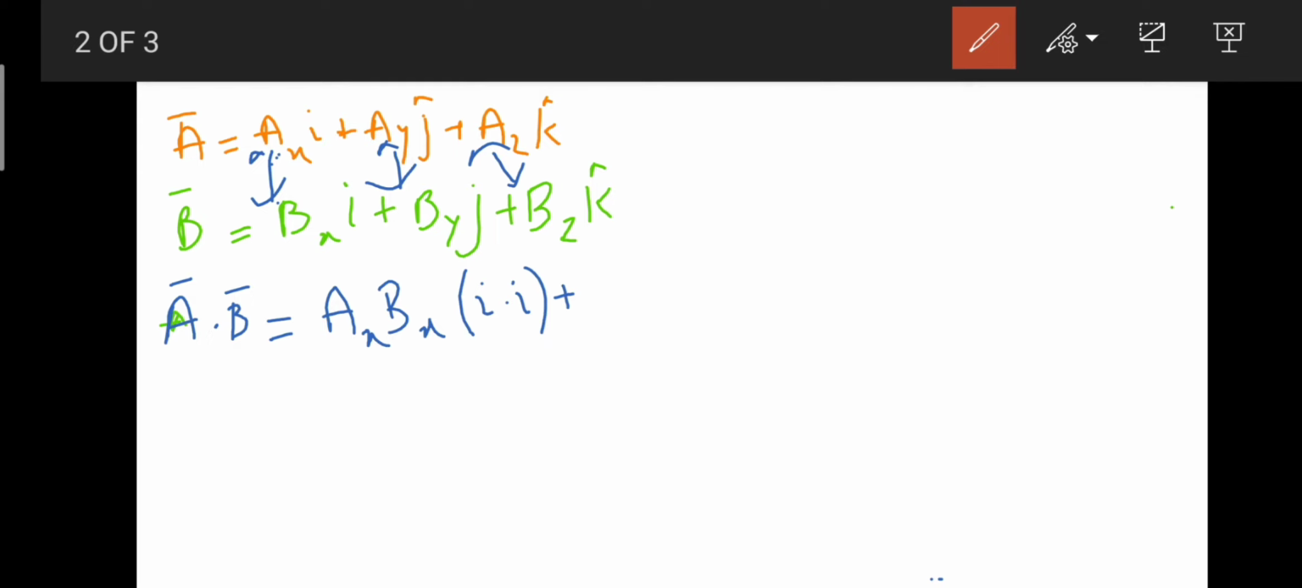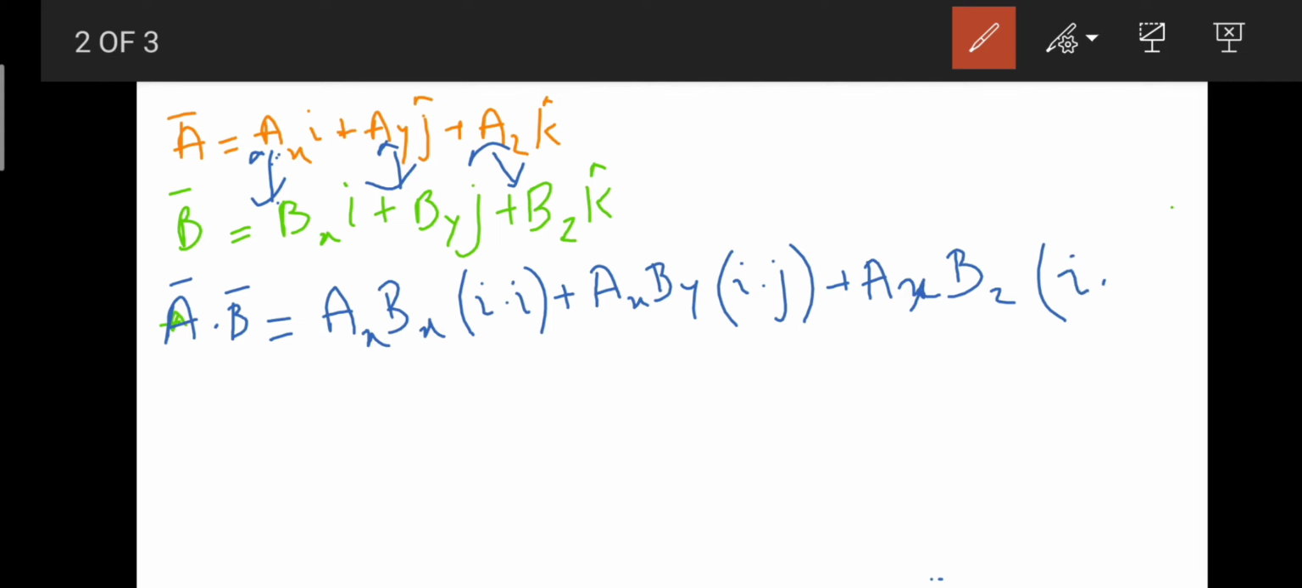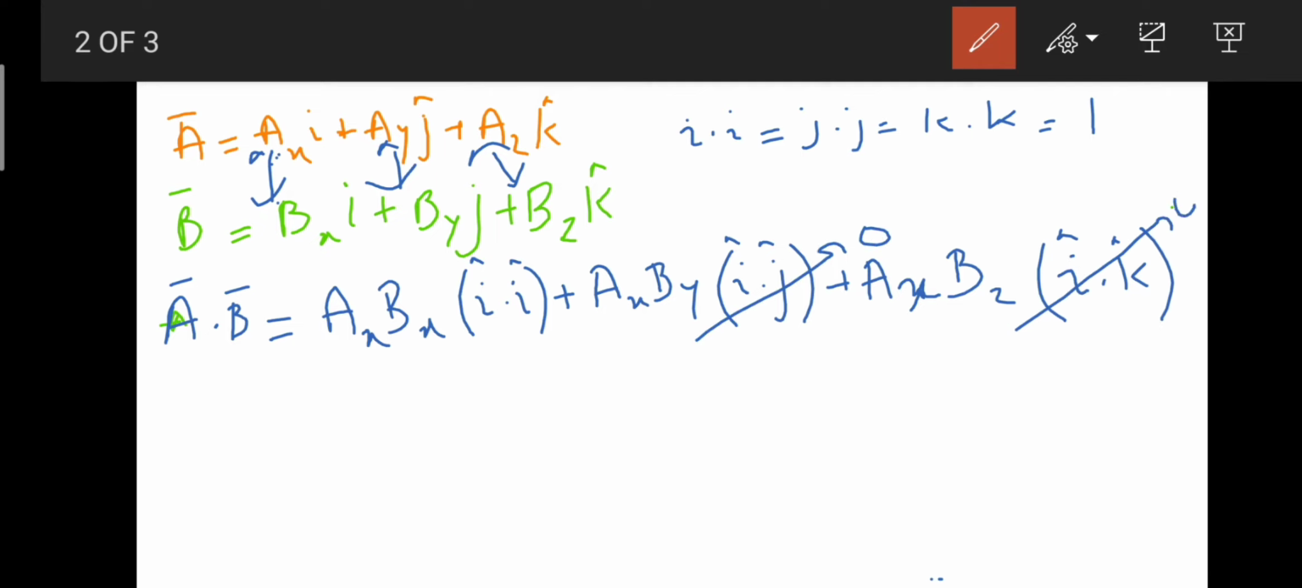The next one, for your convenience, I'm going to write AX BY i dot j. The third one, AX into BZ into i dot k. For all these cases, what I observed is that we are going to get a value only for i dot i, because i dot i equals j dot j equals k dot k, and this is equal to 1. Otherwise, in any case like i dot j, j dot k and k dot i, so on, all these perpendicular vectors are going to give the resultant equal to 0. So this would be equal to 0, this would also be equal to 0, only this will provide the result.